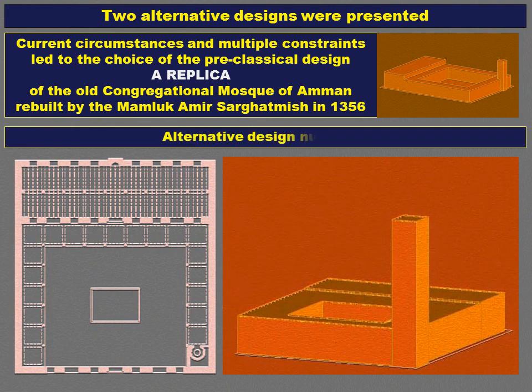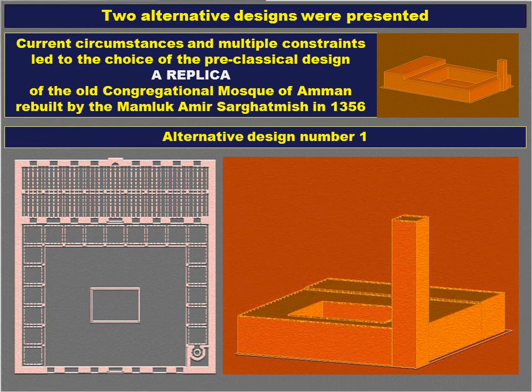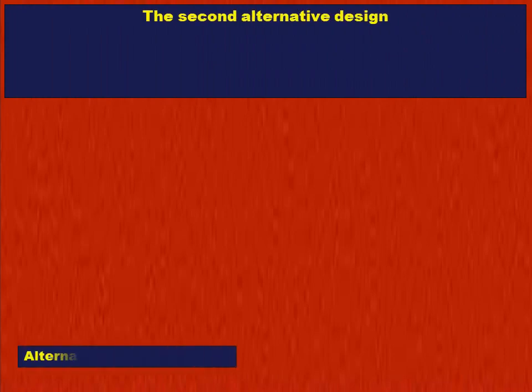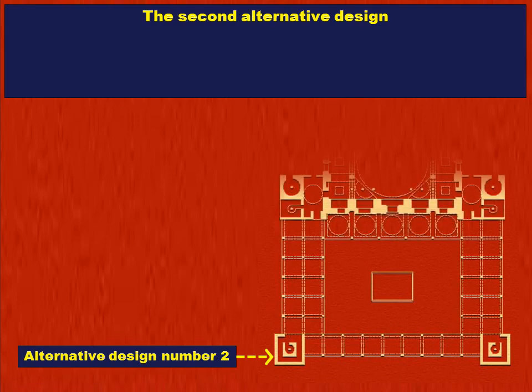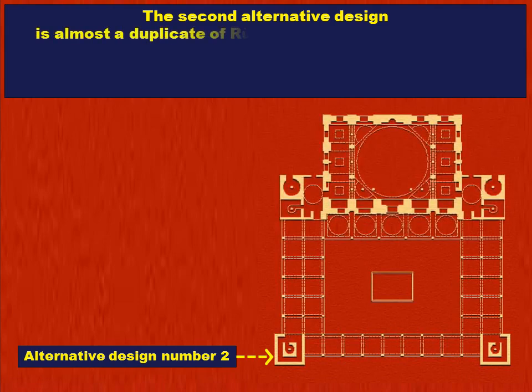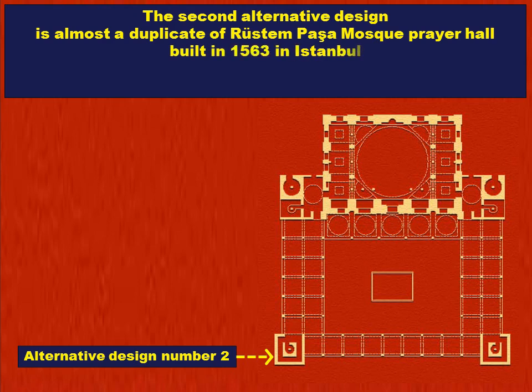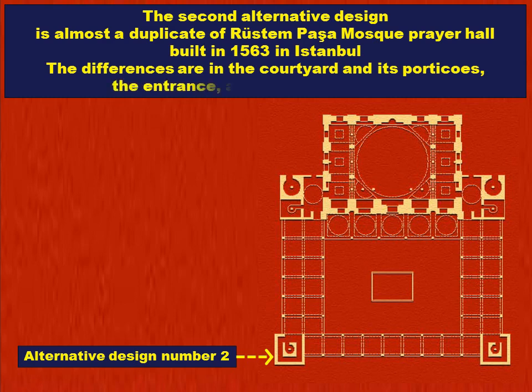Alternative design number 1. The second alternative design. Alternative design number 2 is almost a duplicate of Rustam Paşa Mosque prayer hall built in 1563 in Istanbul. The differences are in the courtyard and its porticos, the entrance, and number of minarets.